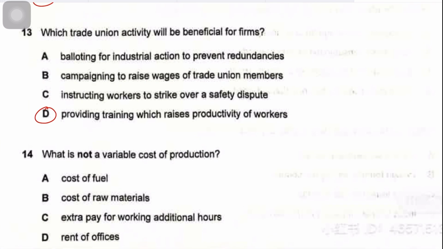Question number 14 says, what is not a variable cost? The correct answer should be D for David, rent, because rent is a fixed cost. All the others are your variable cost, okay?